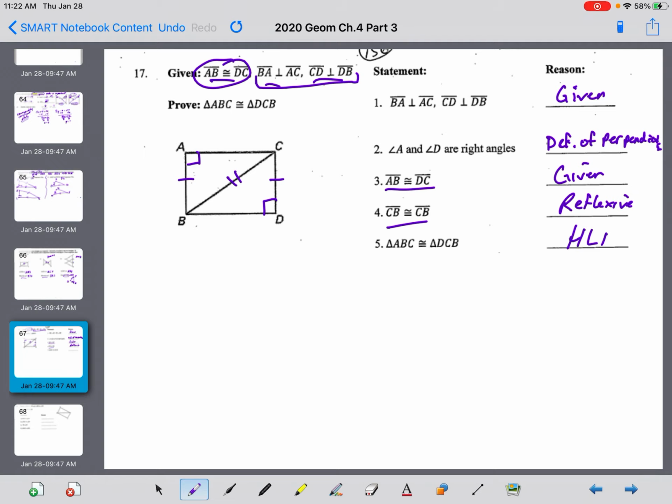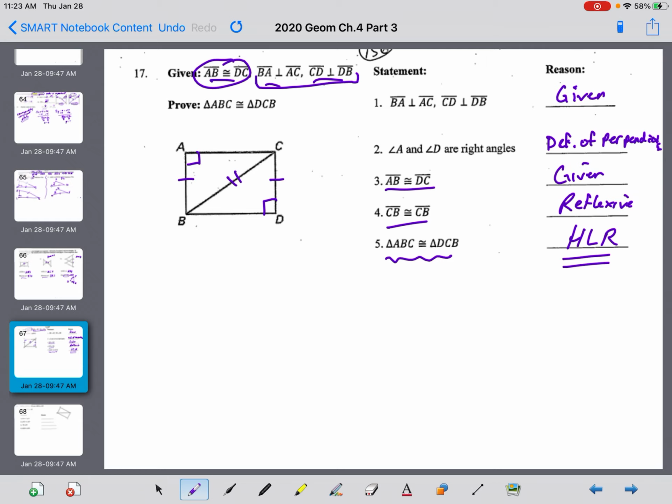So this is HL. If you have a reason bank, and there's one of the 5 winners in the reason bank, that reason has to go with the triangle congruence statement. You can't put anything else with the triangle congruence statement but one of the 5 shortcuts. Side, side, side, side, angle, and so forth.